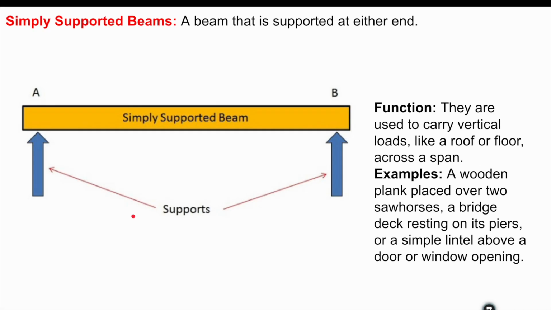So let's start with the very simplest support beams. These are simply supported beams, a beam that is supported at either end. You can see that in this drawing here. We've got our beam, and then we've got supports at either end. And they function to carry vertical loads like a roof or a floor across a span. A wooden plank placed over two sawhorses might be an example, a bridge deck resting on its piers, or simply a lintel above a door or a window opening.